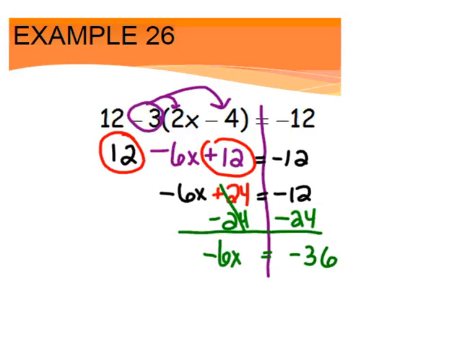Last but not least, we can inverse the coefficient. The coefficient here is negative 6, and it is multiplying on the variable. We can then use the opposite, which is to divide with that division bar, and we're going to divide by that coefficient of negative 6. That will cancel out the coefficient and leave us with just x equals a positive 6.